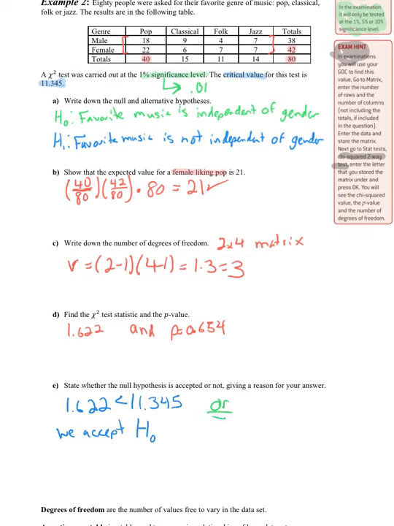Or we can look at the p-value and say 0.65 is greater than our 1% significance level, so we accept the null hypothesis. You're never going to get an example where one of them works and one of them fails. You just need to prove it by demonstrating one of them. Then you can state that my favorite music is independent of my gender, because I was able to accept the null hypothesis. That's all you need for your statement there. That's the idea for this type of problem.